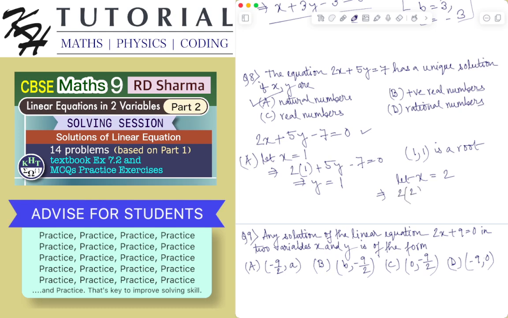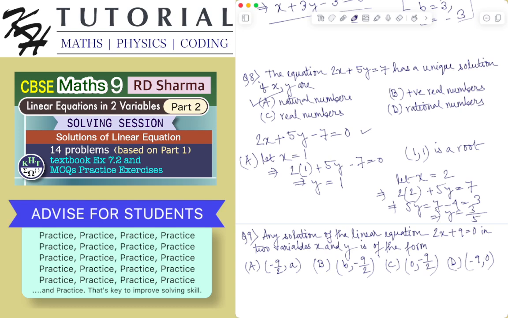So you will see that I will have 2 into 2 plus 5y is equal to 7. This implies 5y is equal to 7 minus 4, which is 3. This implies y is equal to 3 by 5. 3 by 5 is not a natural number.